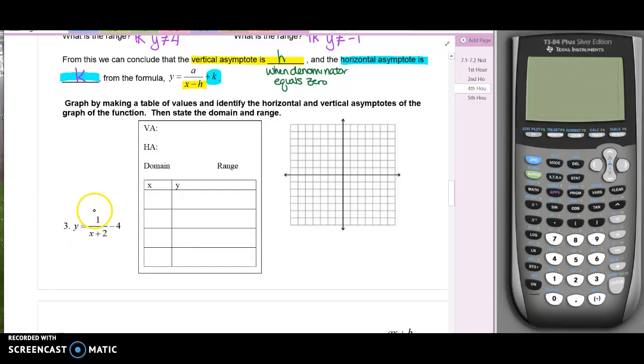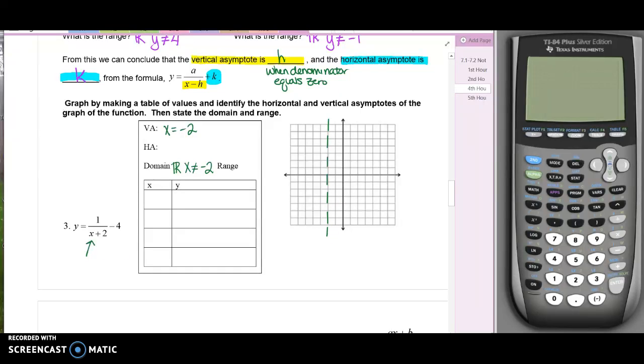First thing that you need to do from this equation is identify the vertical and the horizontal asymptote. So what is the vertical asymptote? Negative 2, because an x value of negative 2 would make that denominator, negative 2 plus 2, 0. You can't have 0 in the denominator. That means the domain is real numbers except x cannot equal negative 2. And on your graph, go ahead and put in a dashed line at x equals negative 2.